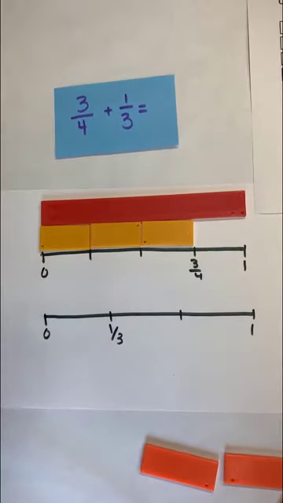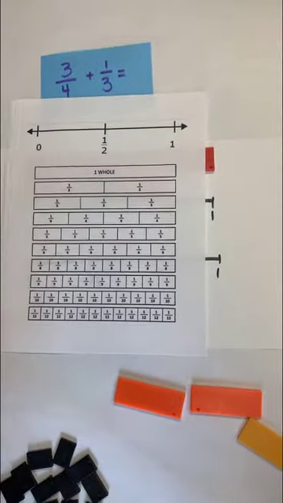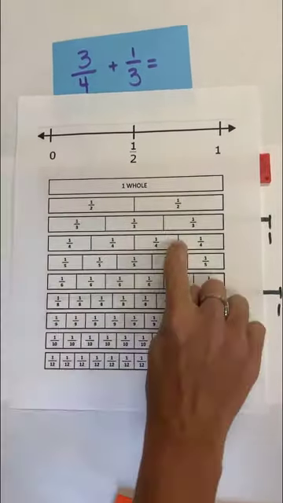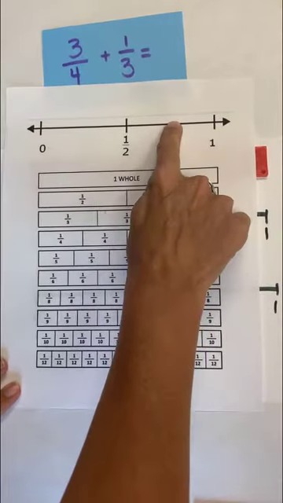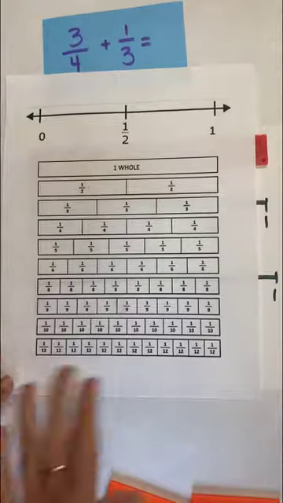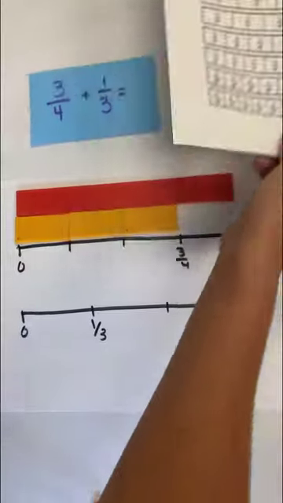So once again, we also want to estimate. It's very important to estimate and help students reason to determine if their answer is going to be correct. So if I'm looking at 3/4, which is almost a whole, and I'm going to add on 1/3, which is almost a half, so my answer should be between 1 and 1.5 when I'm done.